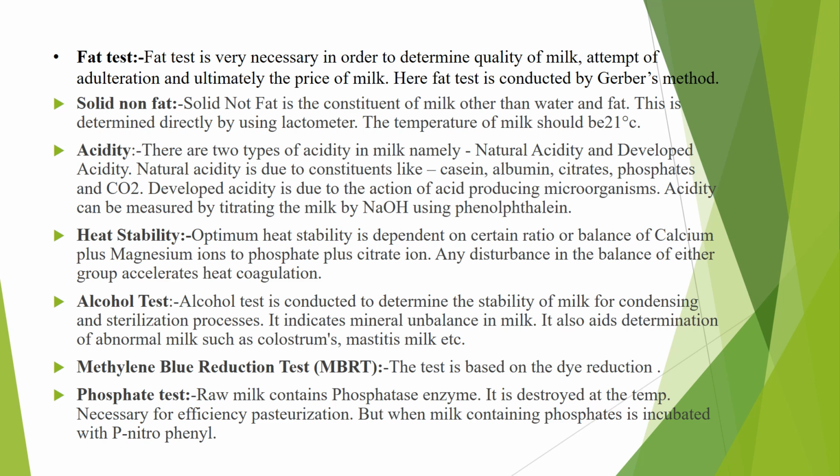Next is the heat stability test. Optimum heat stability is dependent on a certain ratio or balance of calcium plus magnesium ions to phosphate plus citrate ions. By using this ratio, the heat stability of the milk is measured. Any disturbance in the balance of either group accelerates heat coagulation.